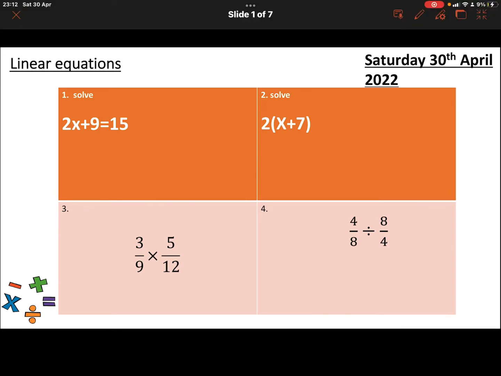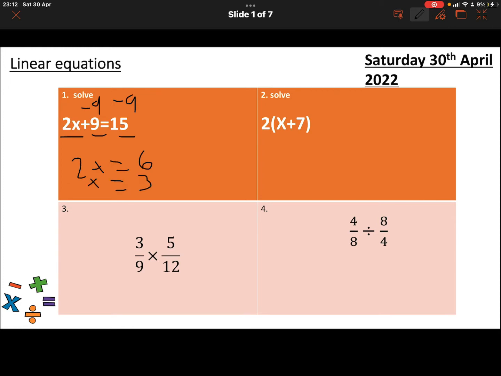Question 1. Let me just get my pen out. Question 1 is 2x plus 9 equals 15. We want to get rid of the 9, so we're going to minus 9 from both sides. That means that 2x equals 6, so x equals 3.